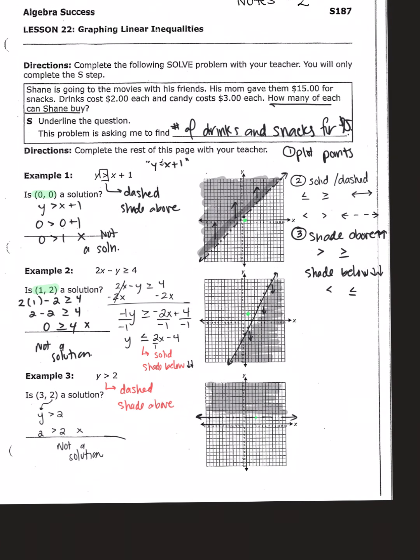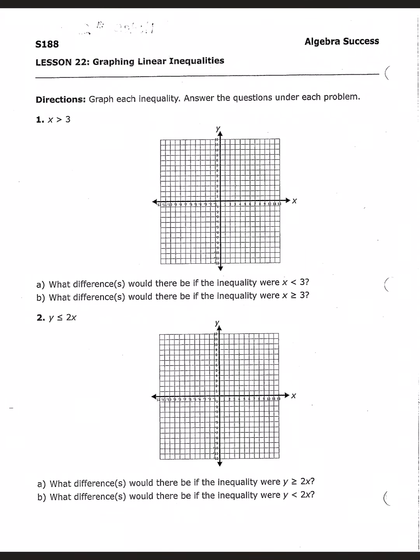So these are the 3 steps we follow every time. Plot your points, decide if it's a solid line or a dashed line, decide if you're shading above the graph or below the graph. So on the next page, we are going to graph these inequalities and then answer some critical thinking questions about them.